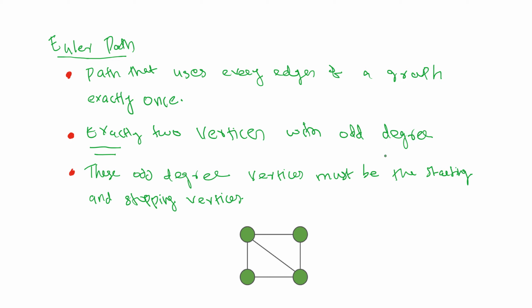So what is the degree of a vertex? The degree of a vertex is the number of edges connected to it. So if you look at this diagram, you have four vertices and this one has three edges connected to it, or the degree of this vertex is 3. The degree of this vertex is 2, and this is 2, and this is 3. Okay, so you have exactly two vertices with odd degree, and you can start from this point and finish at this point, then you will get an Euler path. If you are starting at any other vertex, then you will not have an Euler path. Okay, now let's come to the Euler circuit.